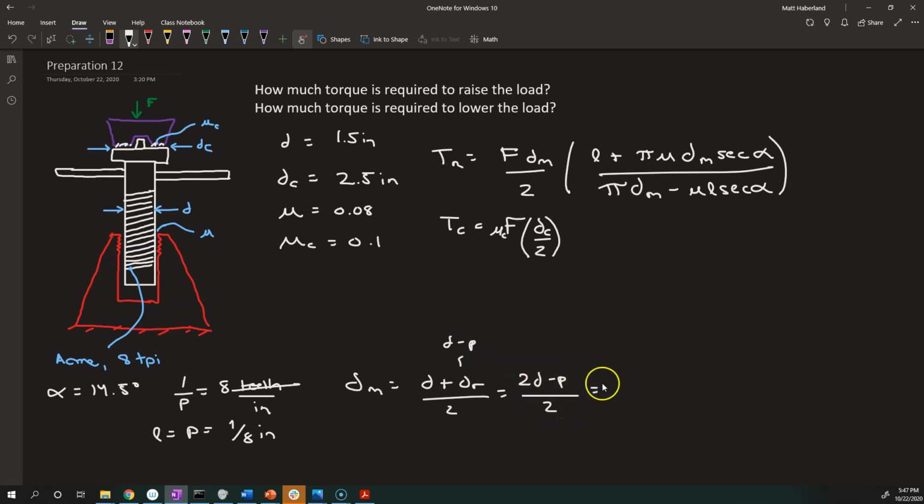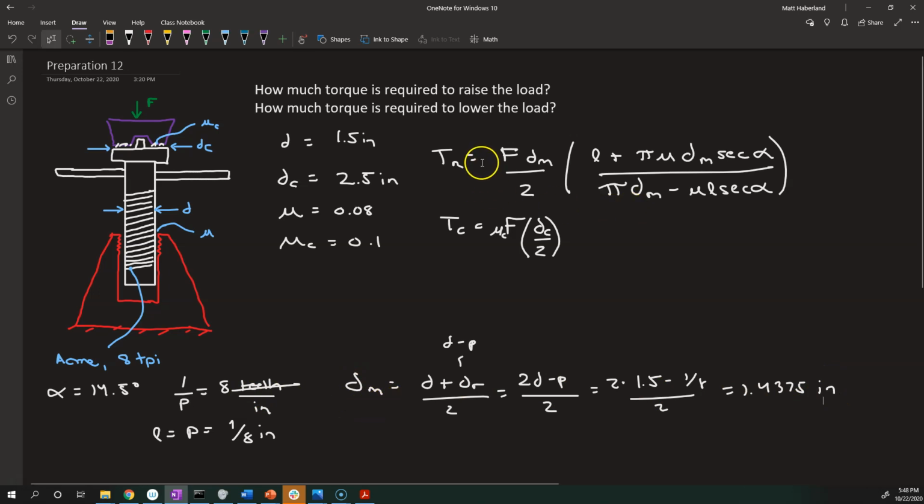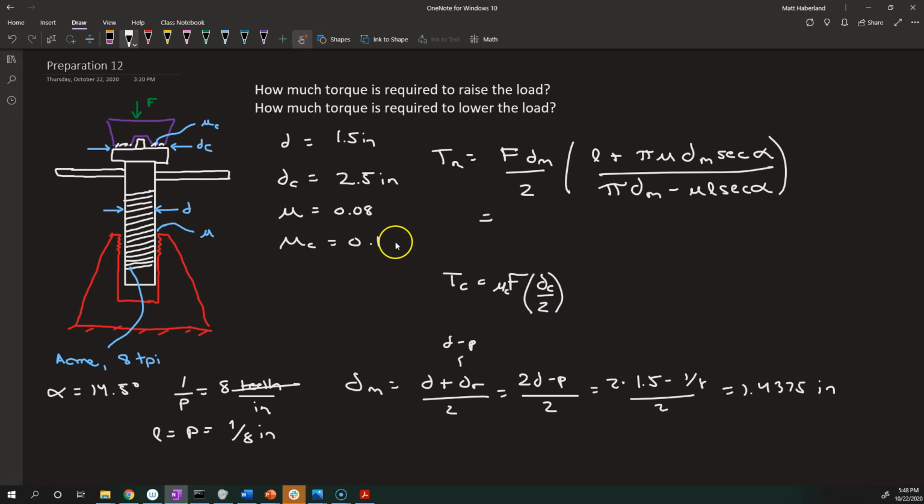And let's calculate it for our example. We've got 2 times 1.5 minus the pitch of 1/8 of an inch, divided by 2, which is 1.4375. And you should check yourself there. It should not be too much smaller than the outer diameter. So this makes sense. It's a little bit smaller than the major diameter. So I think that we can plug and chug on this T_R here. So let's go ahead and do that. Should probably give a value for the load. F here is equal to 4,000 pounds. We'll need that. So let's do that. 4,000. I'm not going to write out d sub m. It's given there.